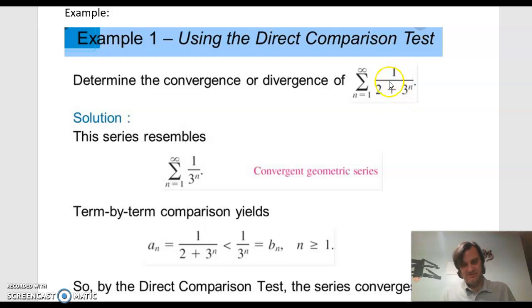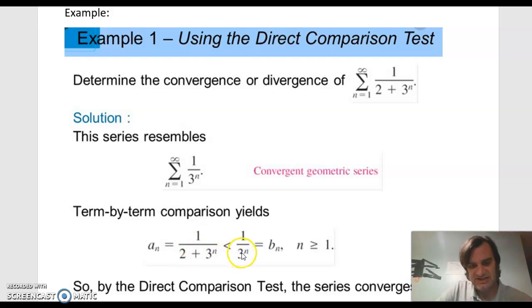So we're trying to determine if the series of 1 over 2 plus 3 to the n converges. Now, that's a little bit different than anything we've done. But if we threw that 2 away, we could actually say it looks a lot like a geometric series, 1/3 to the n, where the r in the geometric series, the ratio, is 1/3. And in that case, it's less than 1, so the geometric series converges. So we could show that 1 over 3 to the n converges as a geometric series.